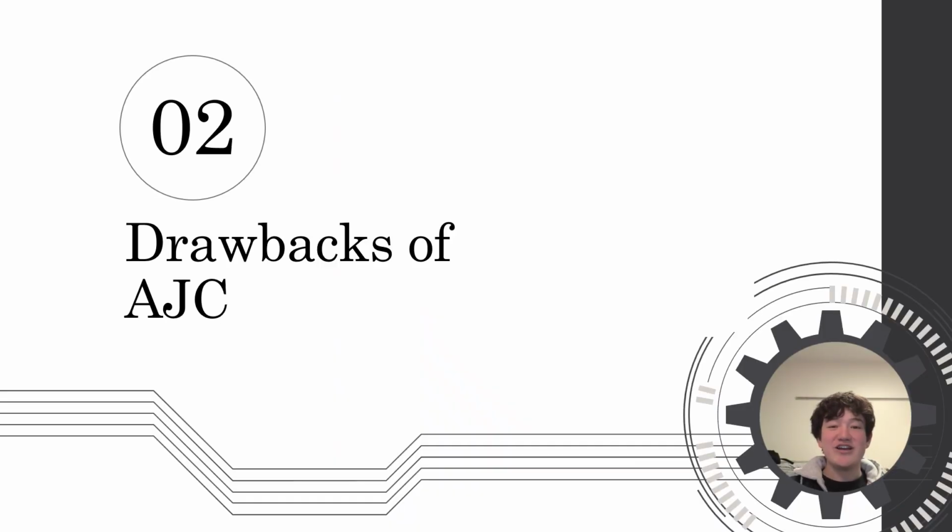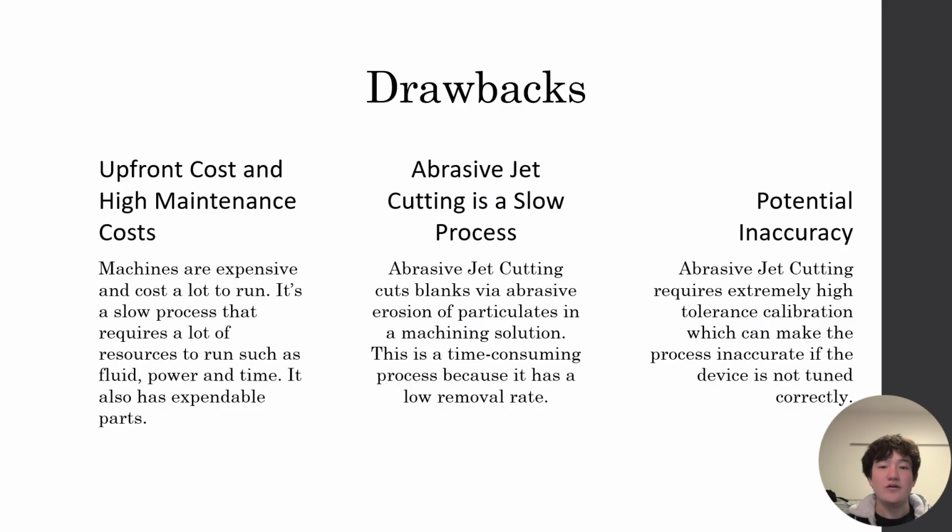Drawbacks of abrasive jet cutting. Some potential drawbacks of abrasive jet cutting are just its high upfront cost and high cost to run. A machine like this can cost up to 500,000 and around 200,000 for an average machine. It also uses a lot of energy and resources to run, such as water and power. It's constantly pressurizing a spray nozzle, which is a very taxing process.